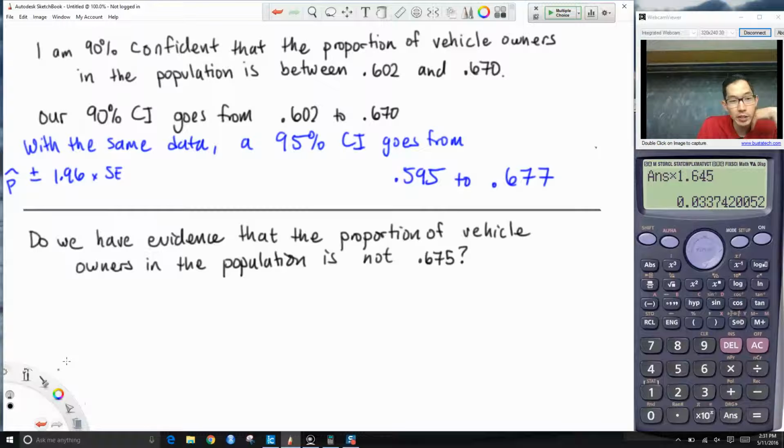All right, let's say I ask the same question here. Do we have evidence that the proportion of vehicle owners in the population is not 0.675? Okay? The answer now is no. And we would say 0.675 is inside our interval.